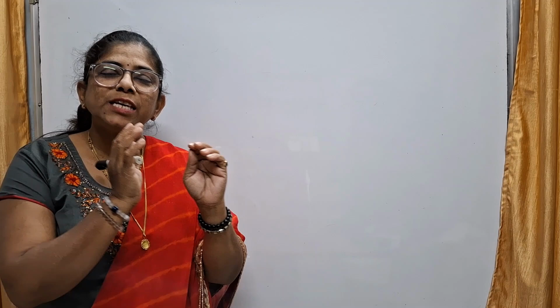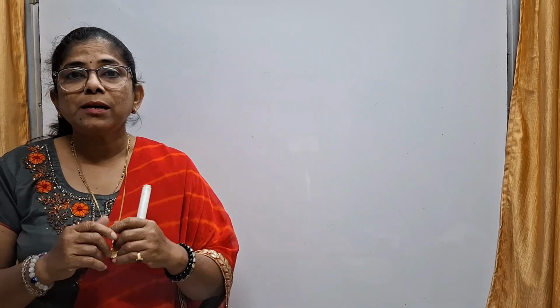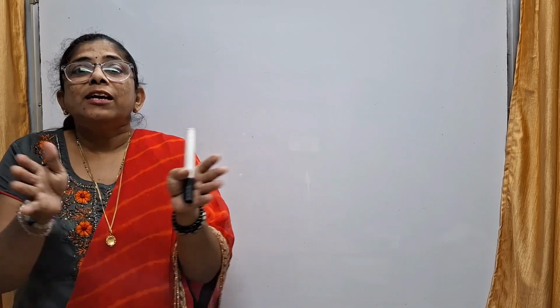So what exactly are these structural isomers? These are the compounds which have the same molecular formula but different structural formula. Molecular formula tells you which elements the molecule is made up of and how many atoms of each element are involved to form that molecule. So here the molecular formula is the same, but the compounds exist in different structures, and these are structural isomers. So let's quickly see two examples of these structural isomers.